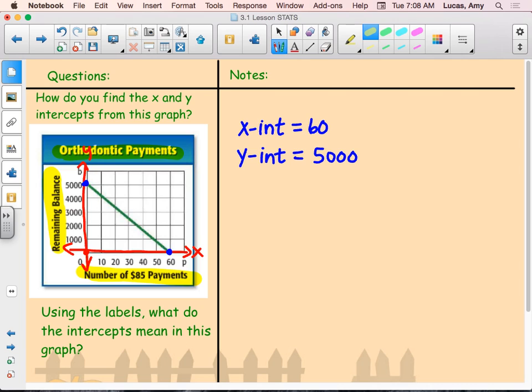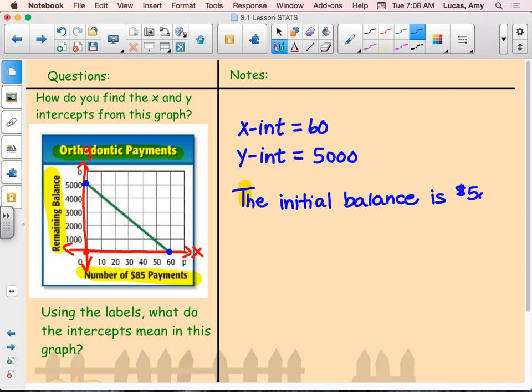So I would say the original balance, or the initial balance, starting balance, is $5,000 for orthodontic treatment.